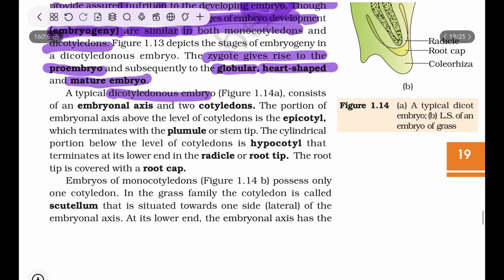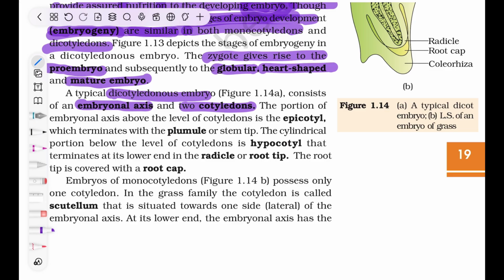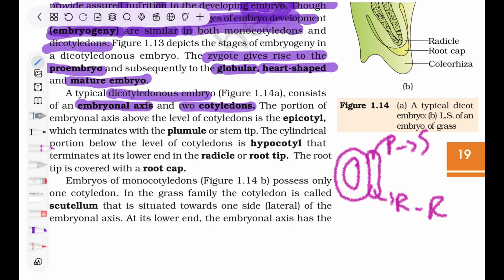The dicot embryo consists of an embryo axis that has two cotyledons. For example, this is an embryo axis in which this plumule will form the shoot, and this radicle will form the root, and it also contains cotyledons. Two cotyledons are present. That's why it is a dicotyledon, the presence of two cotyledons. Okay.